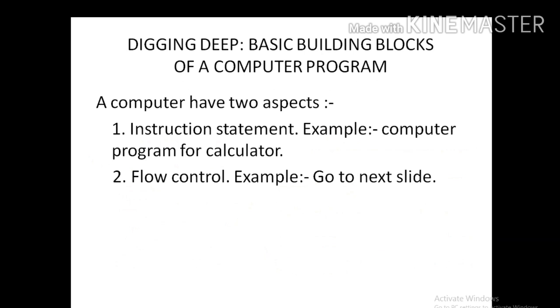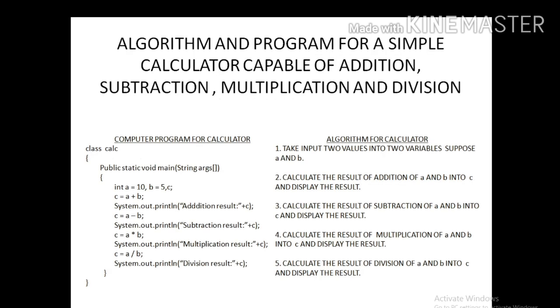A computer program generally consists of two aspects or features. First is instruction statement and second is flow control. To know what is instruction statement, let's see the previous example, that is computer program for calculator. Here this is the code we have written. In instruction statement we are actually writing the program.